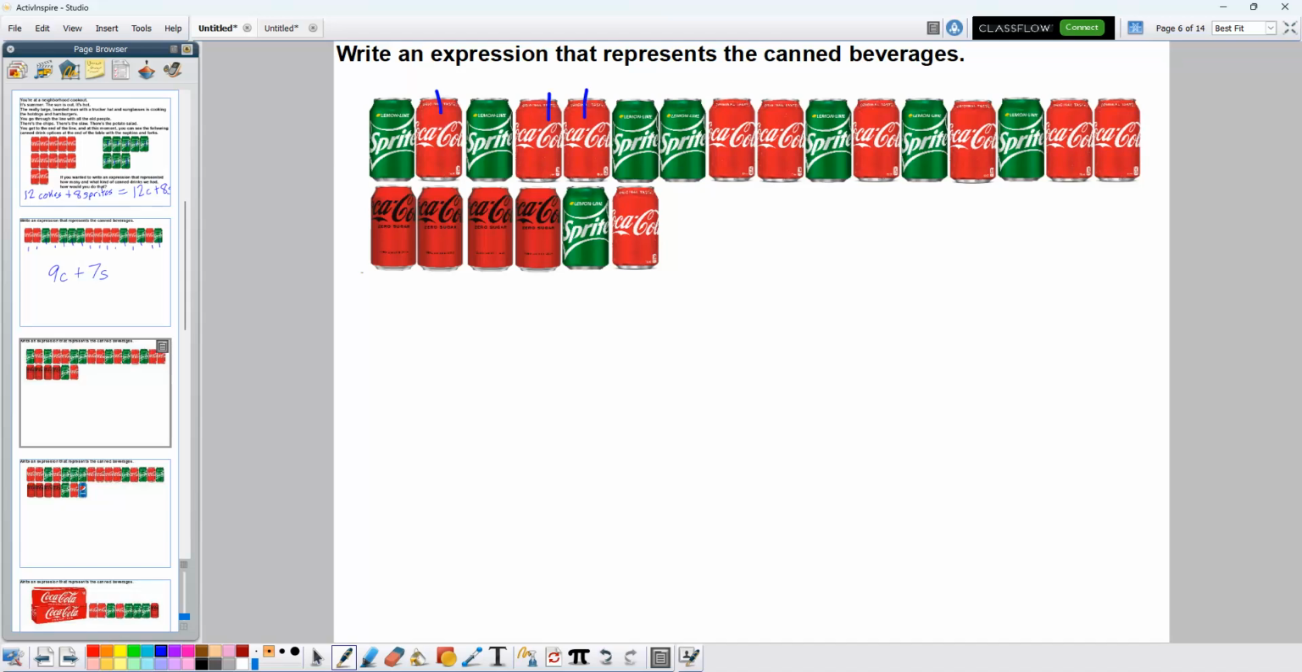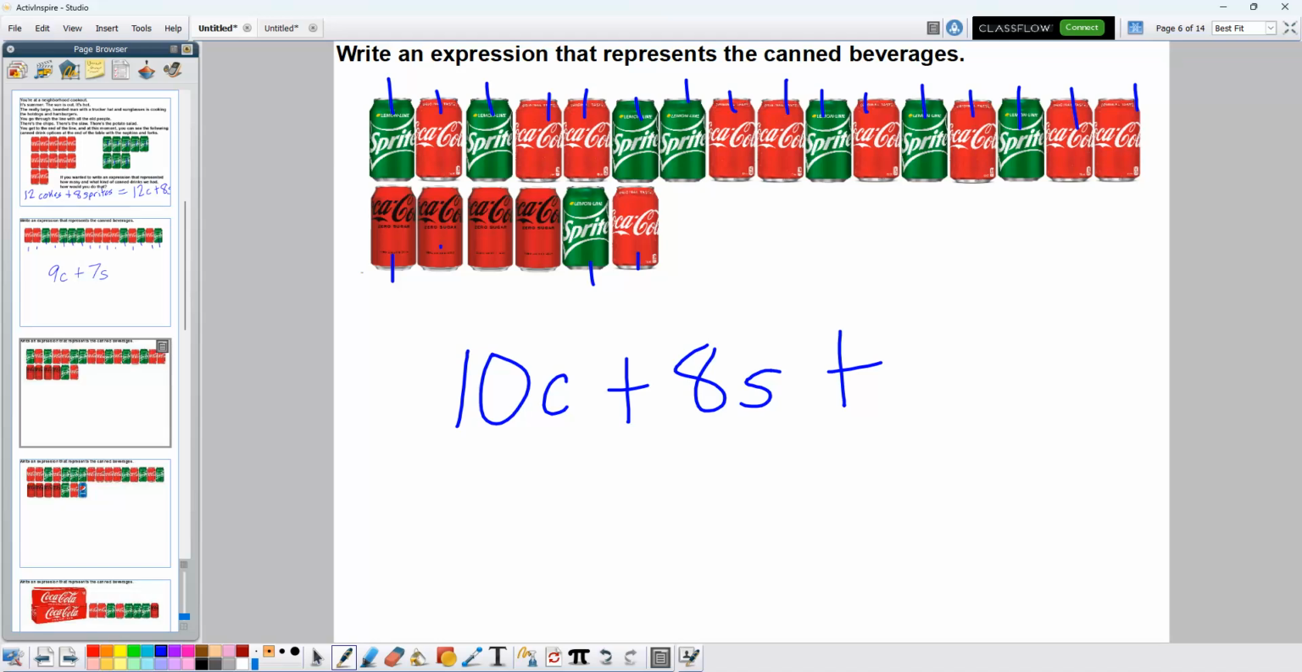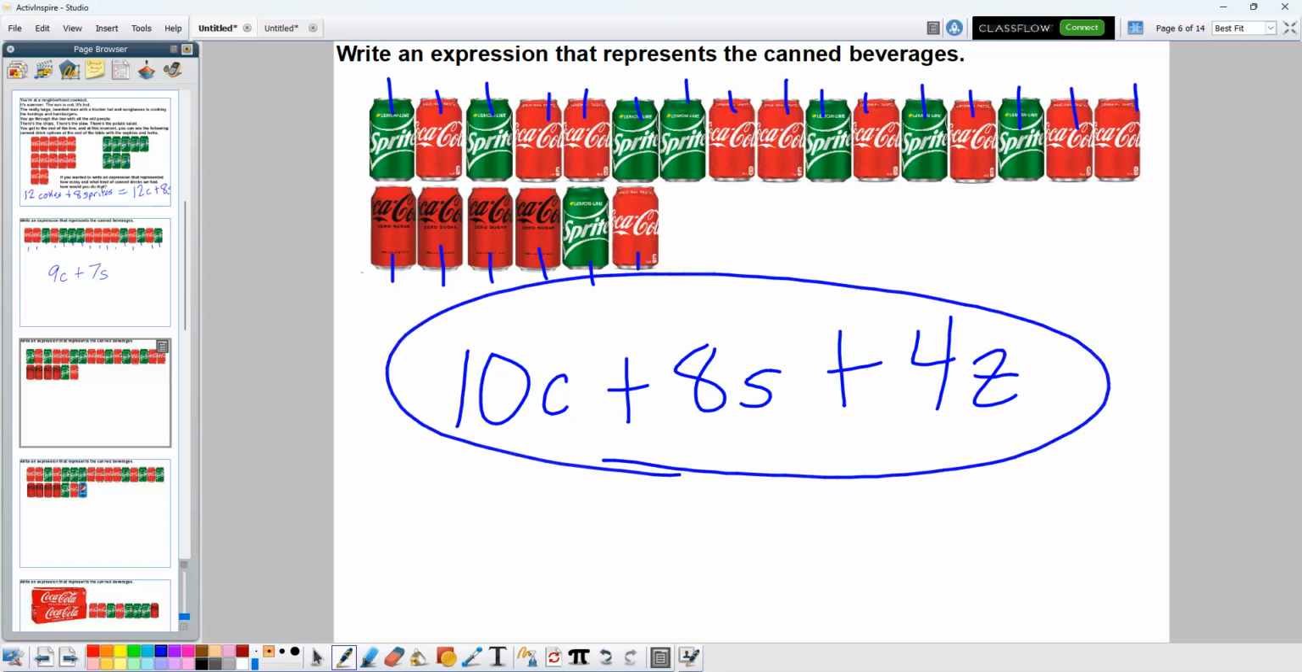1, 2, 3, 4, 5, 6, 7, 8, 9, 10 Cokes, right? So I'm going to call that 10C. And then all the Sprites. 1, 2, 3, 4, 5, 6, 7, 8 Sprites. Plus, then we got these 1, 2, 3, 4 Coke Zeros. I'm going to put a Z right there. So that could be an expression that would represent all the canned beverages there.